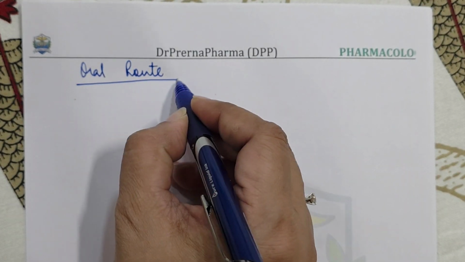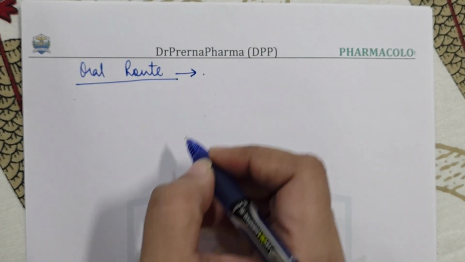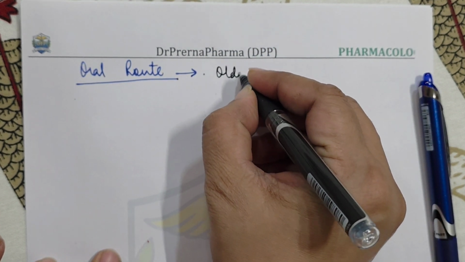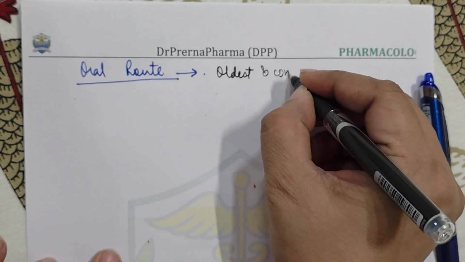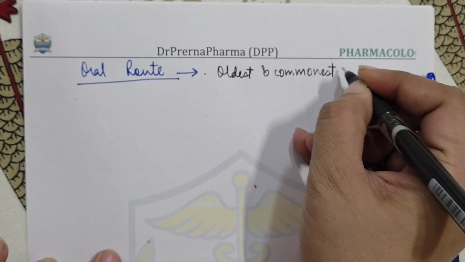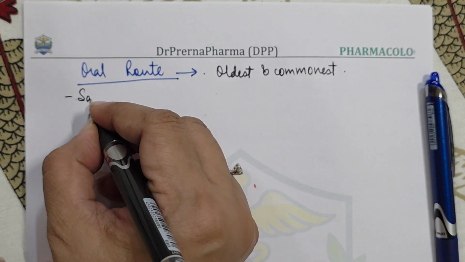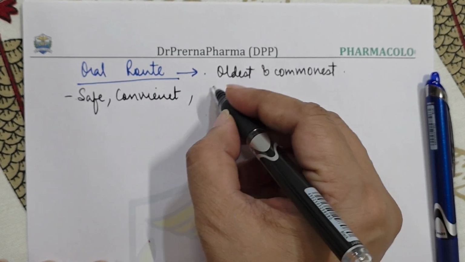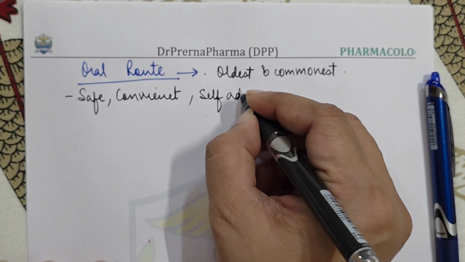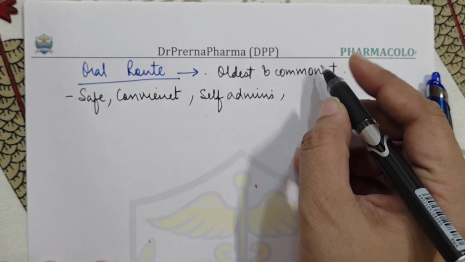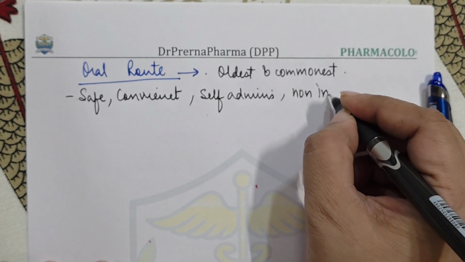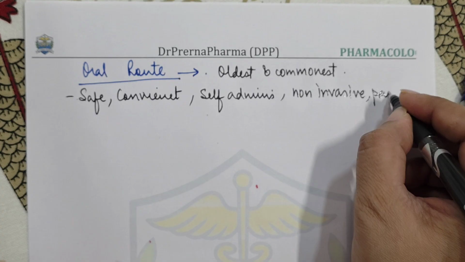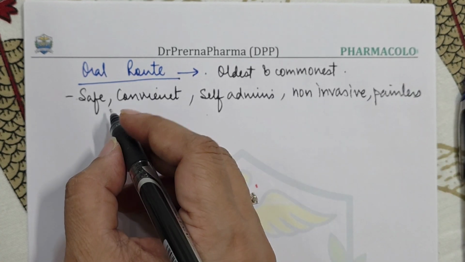Now coming to the systemic routes. In systemic routes, the first route that we discuss is oral. Now the oral route is the oldest and the commonest route by which drugs are given. It is safe, it is convenient, self-administration is possible. Patients can take the medicines by themselves. It is non-invasive. We do not need to put any kind of syringe or needle. It is painless. There is no pain.